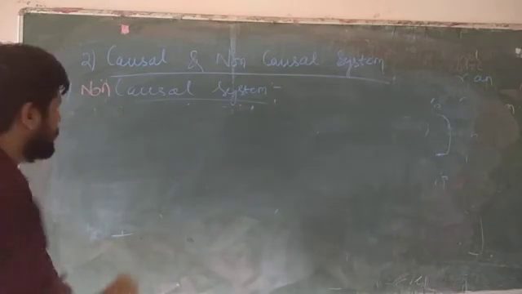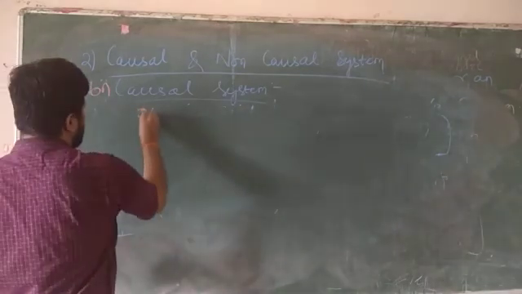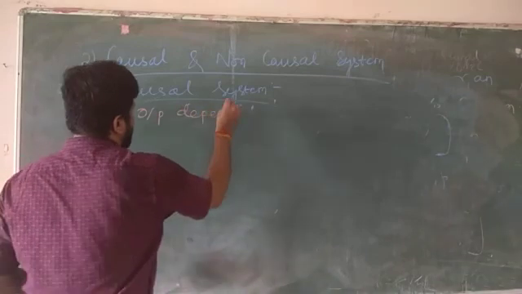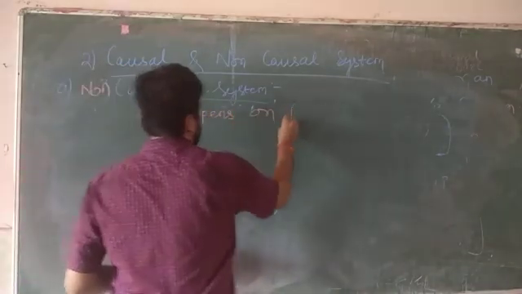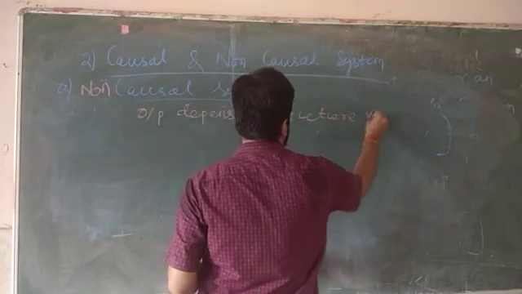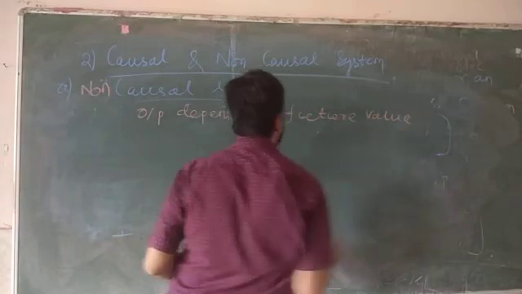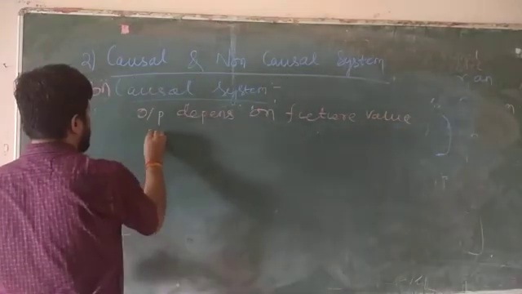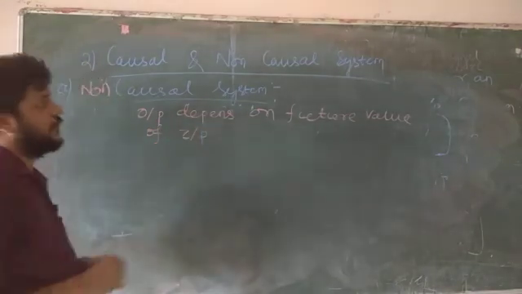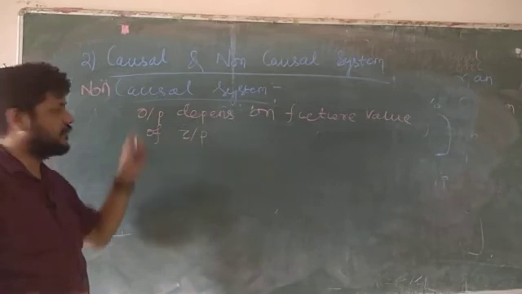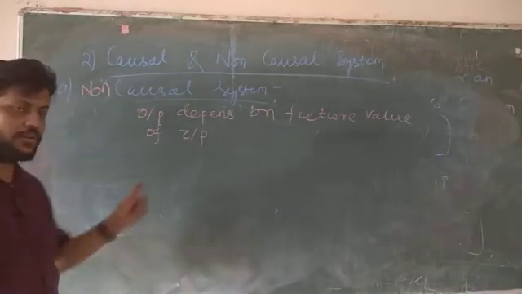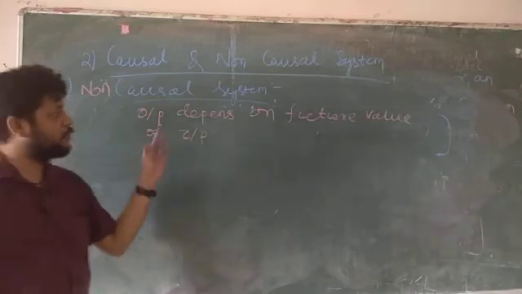So obviously output depends on future value of input. Output depends on future value of input. That system is known as your non-causal system. So this is known as your non-causal system when output depends on future value of input.